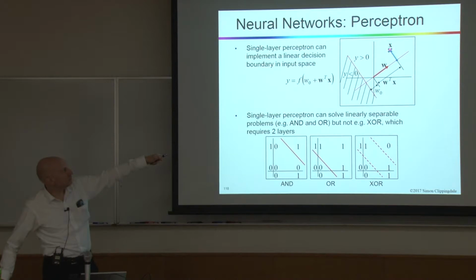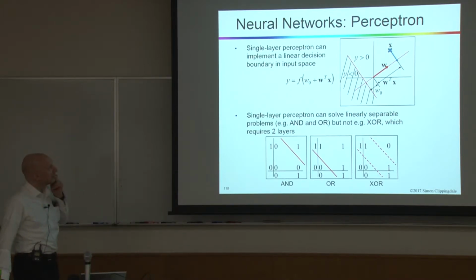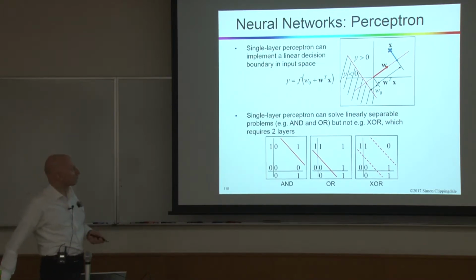Here's an input vector, here's our weight vector. This distance here is the inner product of the two. Here's bias, just shifts the thing in this direction. And here you'll get a positive output if the thing is to the right of this line, and you'll get a negative output if it's to the left. So it's a simple linear decision boundary.